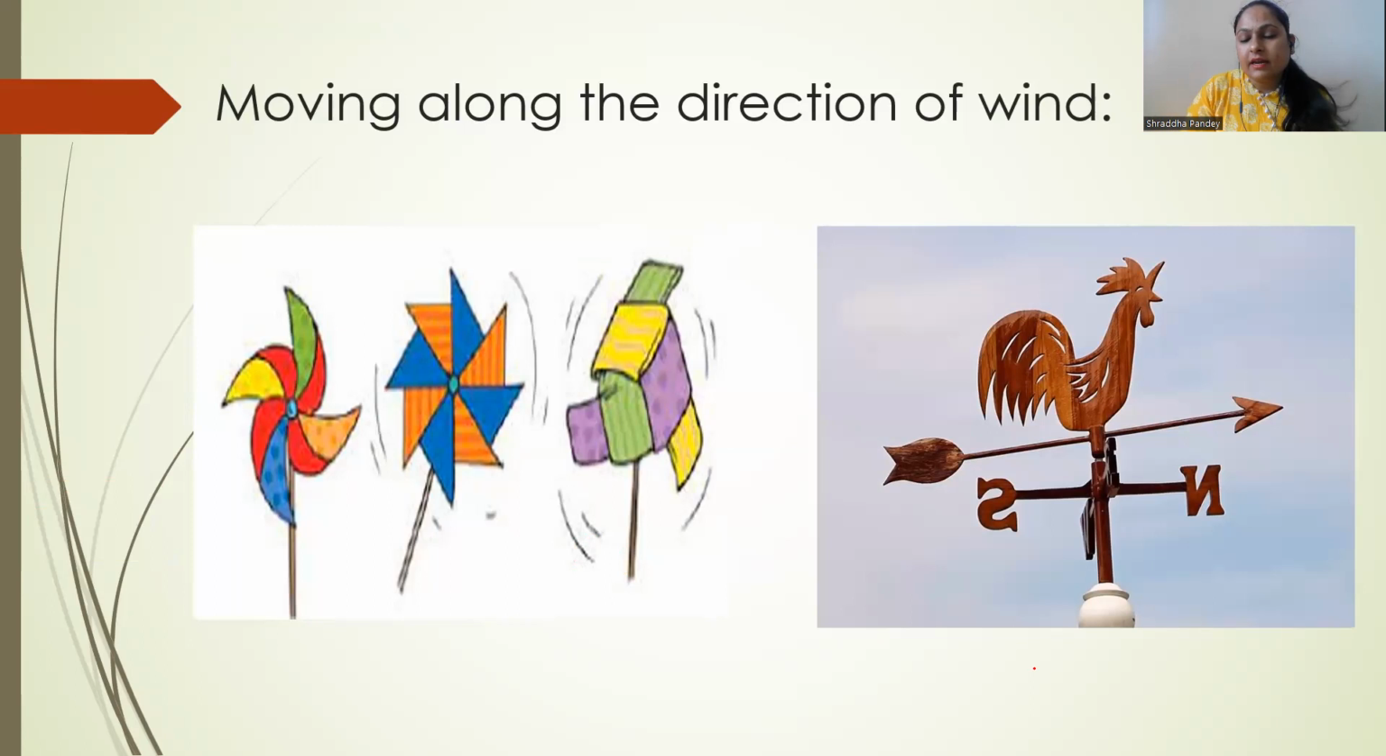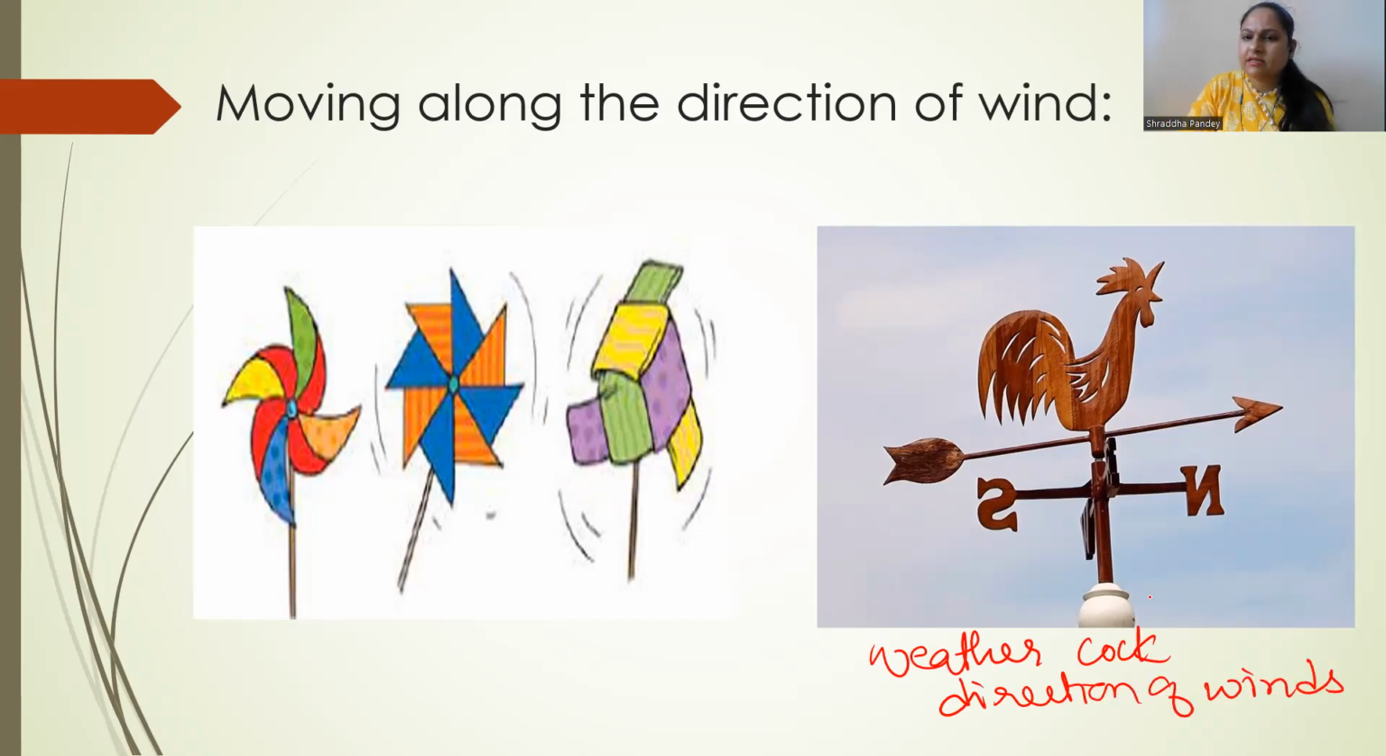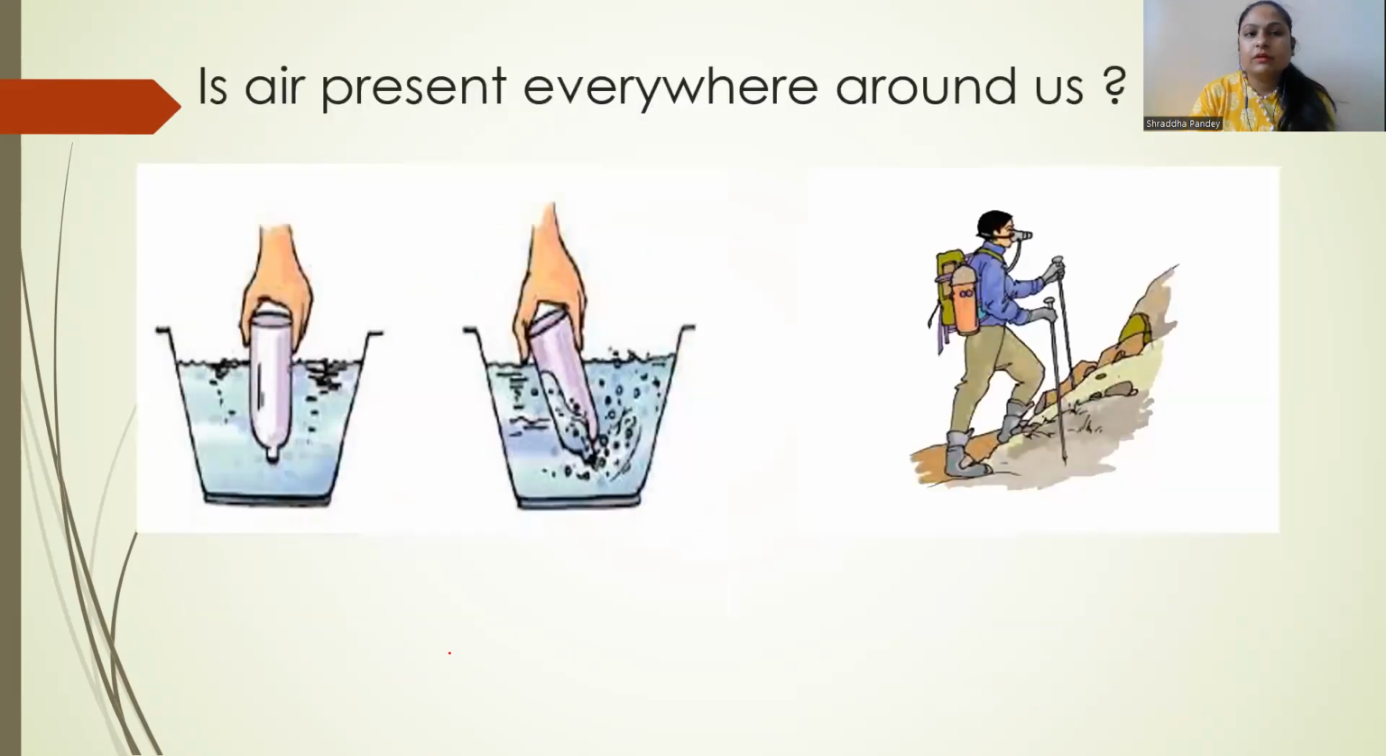And there is a weathercock. This is a weathercock. It shows the direction of wind. It is placed on the terrace, on the roof of the house, on rooftops, to show the direction of wind. Wherever the wind is moving, it moves in that direction. So that is the weathercock, and this is the firki.